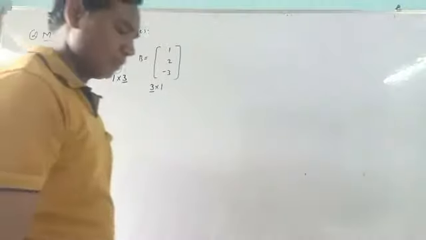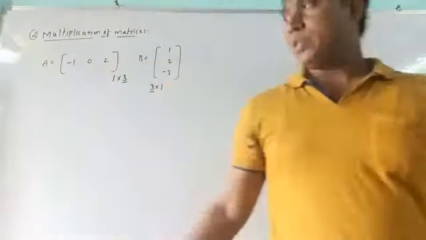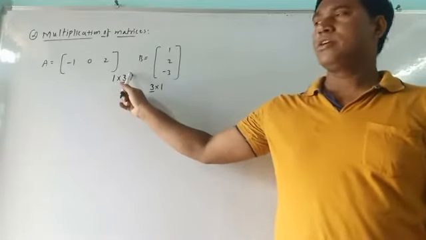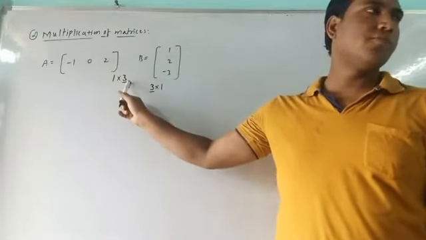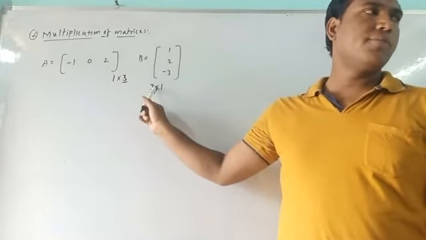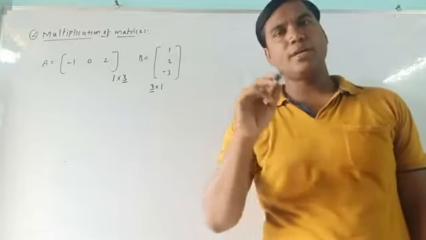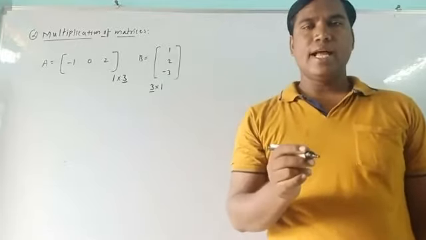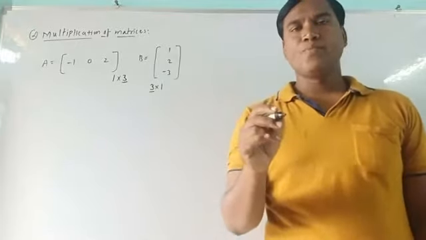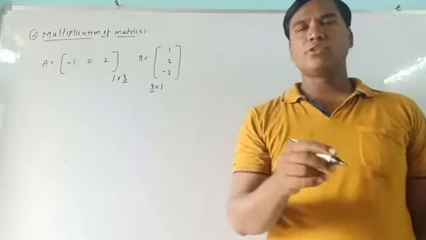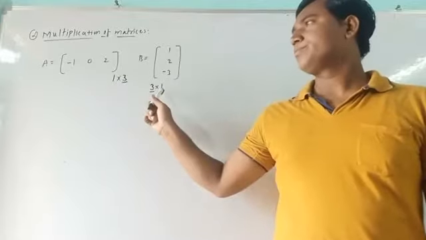First we observe this thing here. How to observe this one? In first matrix the number of columns, and in second matrix the number of rows. If they are equal, then and then multiplication is possible or multiplication exists. And the third important thing is that after multiplication, the order of the new matrix is also 1 by 1.